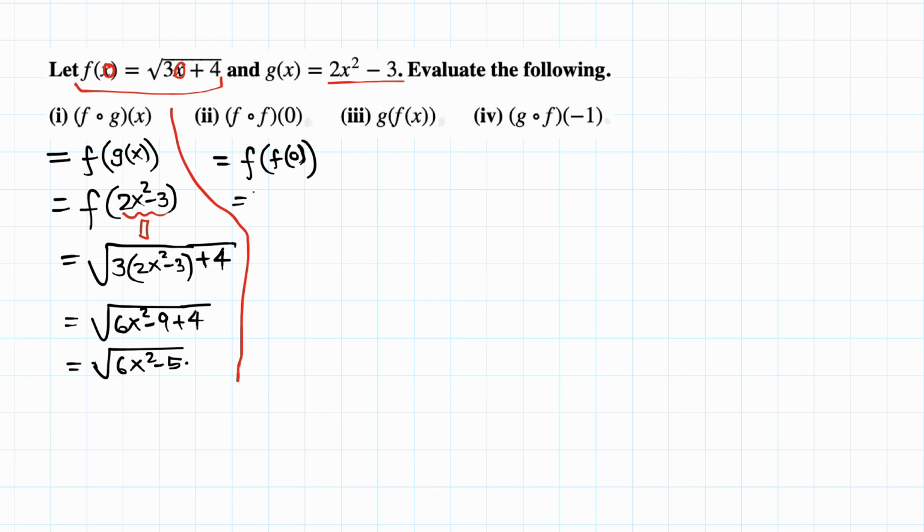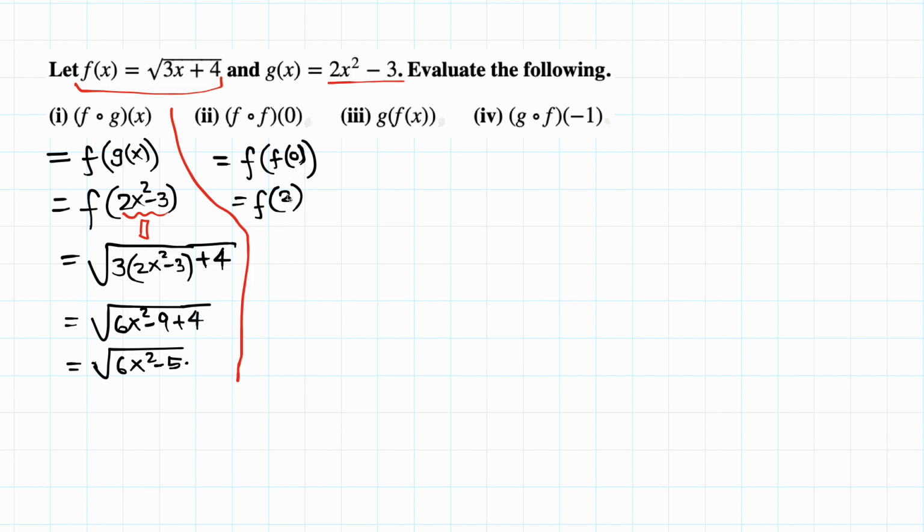So let me evaluate that. f of 0 is the square root of 3 times 0 plus 4. 3 times 0 is 0, plus 4 is 4. The square root of 4 is 2. So f of 0 is in fact 2. Okay, f of 0 means just simply replace x by 0. Now we are getting f of 2.